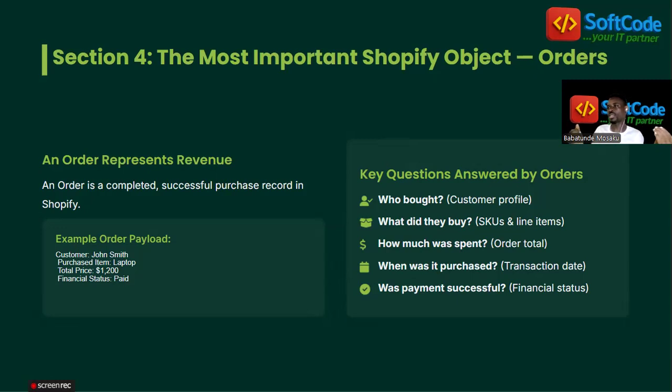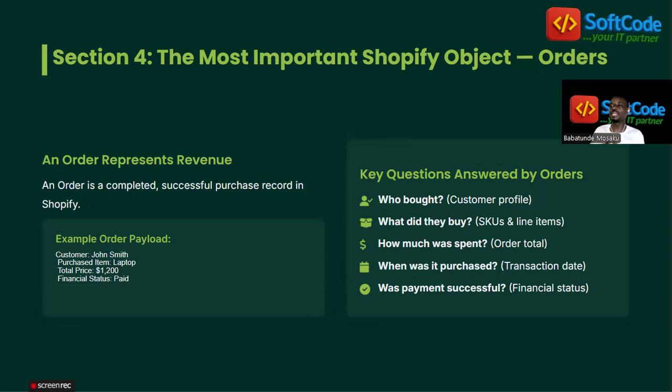When money comes into the system, then we say in Salesforce that the opportunity is closed won, right? Am I right, Amara and Alex? Am I right to say that? Yes, yes. Close opportunity, closed won. So an order is a completed successful purchase record in Shopify.